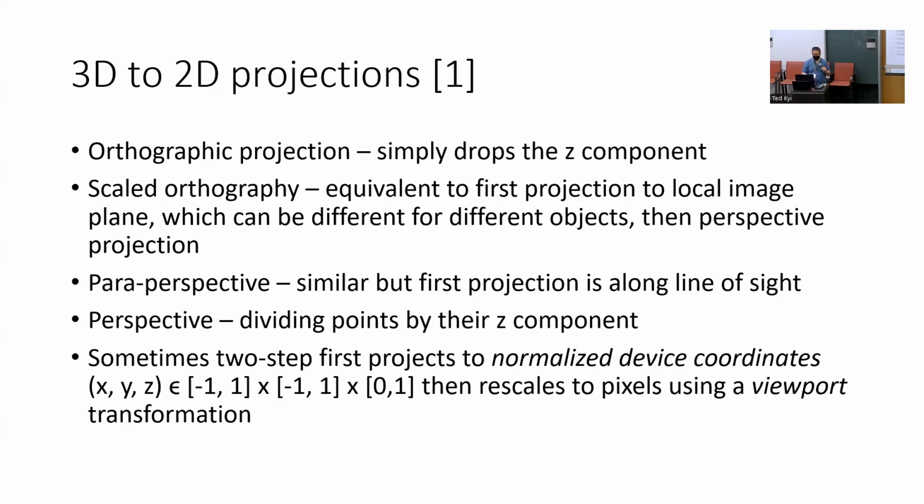Okay. These other things are faster. So you can imagine the first one, the orthographic projection, we just drop the z component. We just zero it out. That's a heck of a lot faster than having every point individually divide their x and their y by their z's. I think x, y, and w by their z values. Okay. And so then there's the scaled orthography and then the para-perspective.